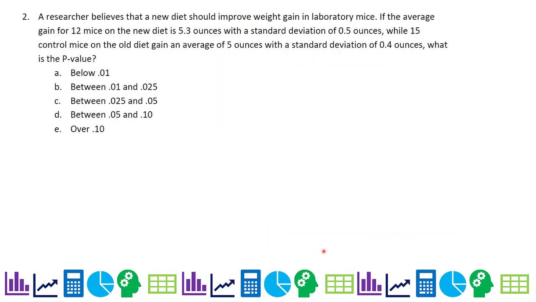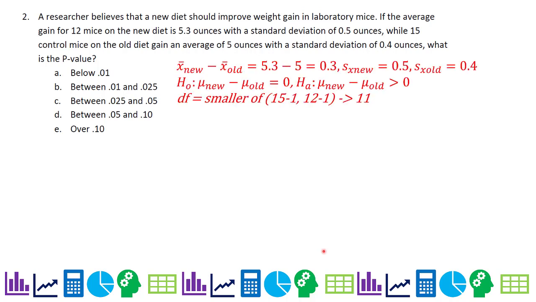Number 2, same diet, different numbers. Okay, we've got 12 mice on the new diet is 5.3 ounces of weight gain and a standard deviation of 0.5. And then 15 control mice have a weight gain of 5 ounces on average with a standard deviation of 0.4 ounces. What is the p-value? So we know that our x new minus x old is 0.3, our standard deviation for the new and the old, and our hypothesis is there is no difference. And we are thinking that the difference is actually greater than 0, that we gain more on the new diet.